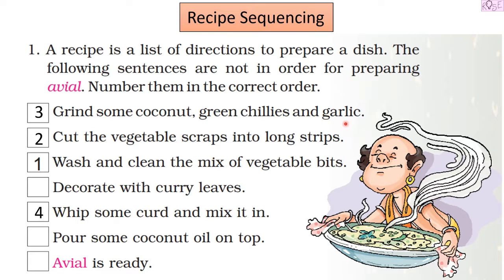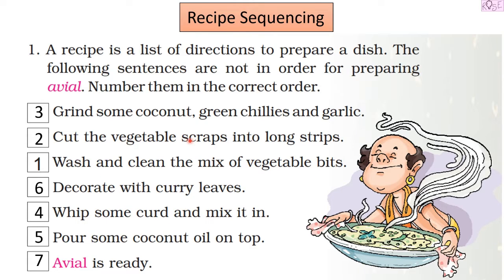Next, we have to whip some curd and mix it in. So after grinding coconut and green chilies, we whip some curd and mix it in this mixture. Next, pour some coconut oil on top. After whipping some curd and mixing it in with the mixture, we have to pour some coconut oil on top. And the second last step is decorate with curry leaves. And then at last, our avial is ready. So this is the recipe of avial.